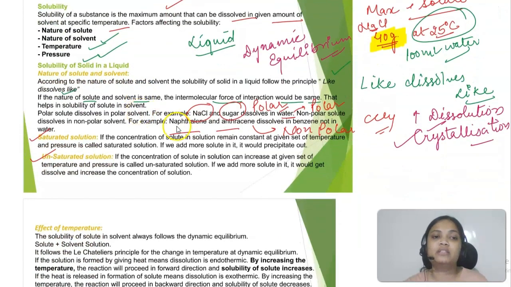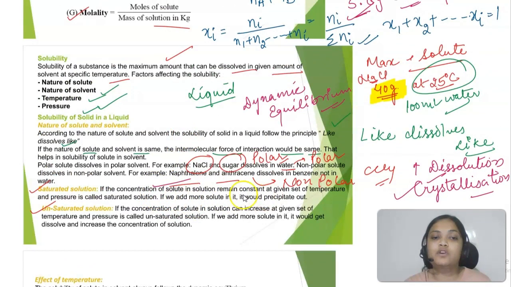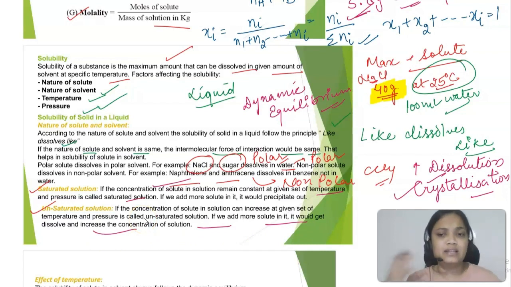That's what we'll discuss. So what is a saturated solution? If the concentration of solute in the solution remains constant at a given temperature and pressure, meaning this dynamic equilibrium is reached, no more solute will be dissolved in the solution. If no more solute is dissolved at that particular temperature, it is called a saturated solution. If we add more solute to it, it would precipitate out. It will not dissolve. An unsaturated solution is when the equilibrium has not yet been reached, meaning you can add more solute to the solution and it gets dissolved. That is known as an unsaturated solution.